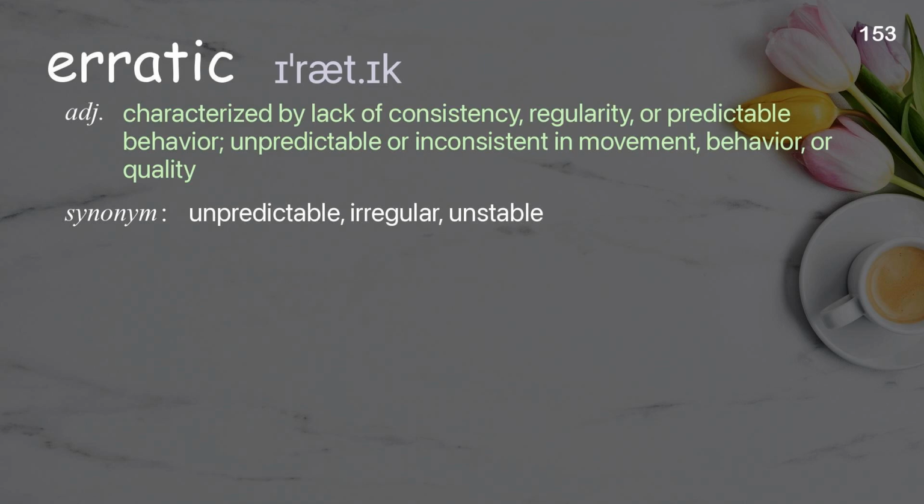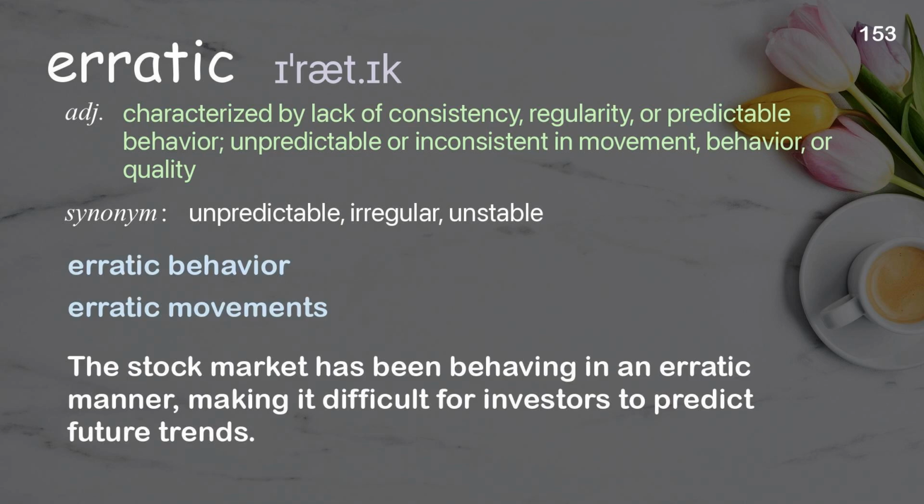Erratic. Characterized by lack of consistency, regularity, or predictable behavior; unpredictable or inconsistent in movement, behavior, or quality. Examples: Erratic behavior. Erratic movements. The stock market has been behaving in an erratic manner, making it difficult for investors to predict future trends.